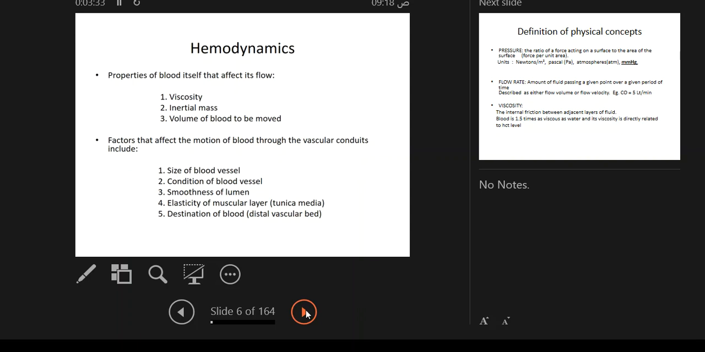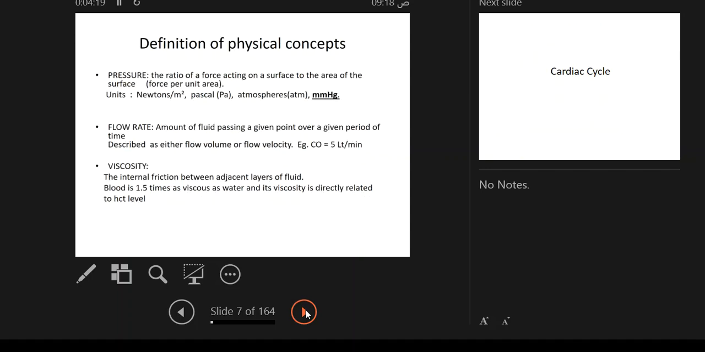Properties of blood itself that affect its flow include viscosity, the inertial mass, and the volume of blood to be moved. Factors that affect the motion of blood through the vascular conduits, like the arteries, arterioles and venules, include the site of the blood vessel. Is it the aorta or the capillary? Condition of the blood vessel. Is it stenosed with a plaque in the coronary artery? Smoothness of the lumen of the blood vessel. Elasticity of the muscular layer, which is the tunica media, and the destination of the blood, the distal vascular bed. Is it a normal vascular bed or a disturbed vascular bed? These are the blood concepts, the hemodynamic concepts.